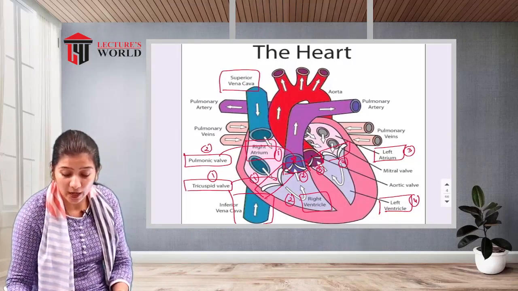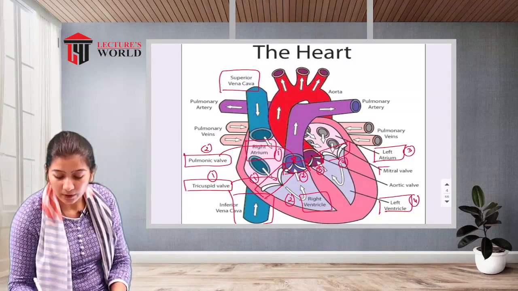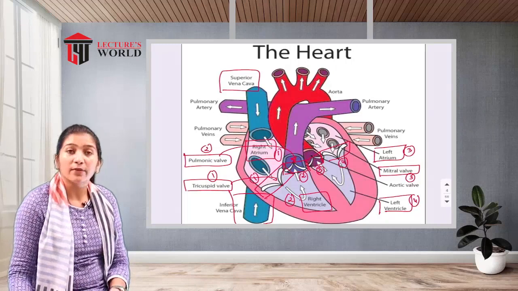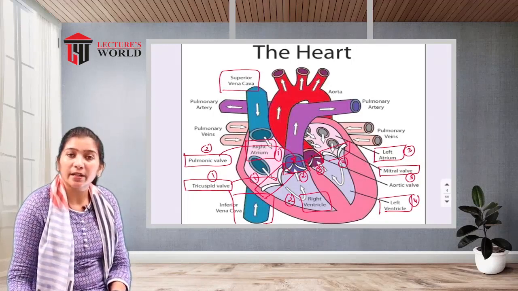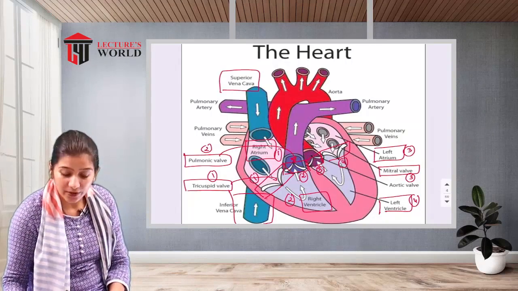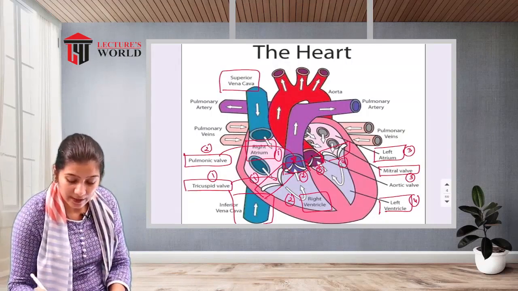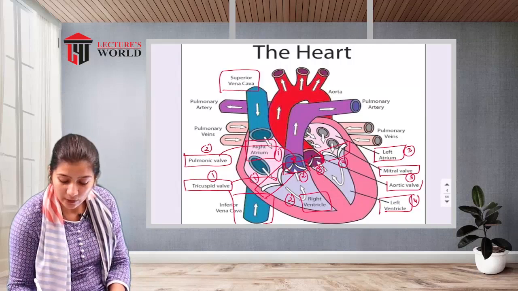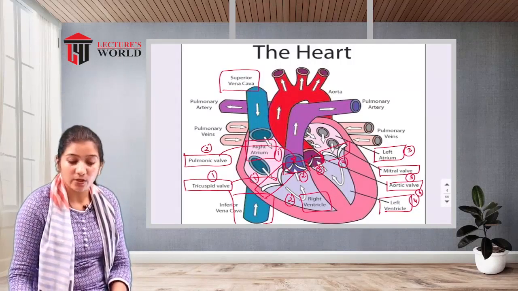Now the third valve is the mitral valve. The mitral valve is present between the left atrium and left ventricle, and in the left ventricle one valve is present that is known as the aortic valve. So that's all about the valves.